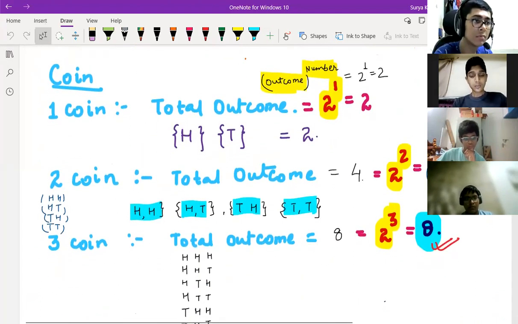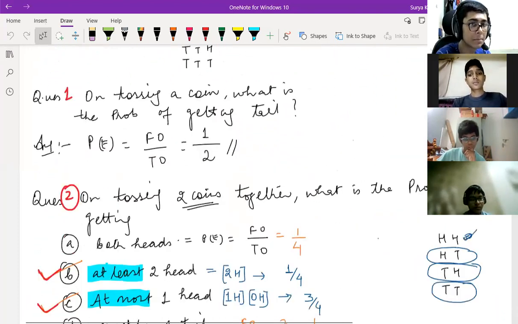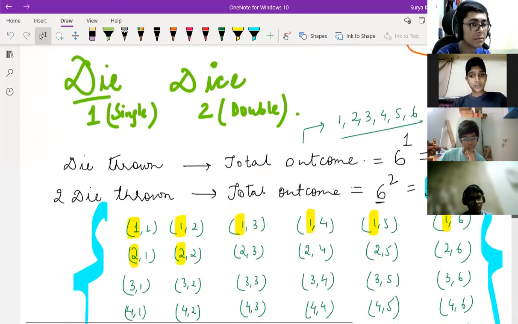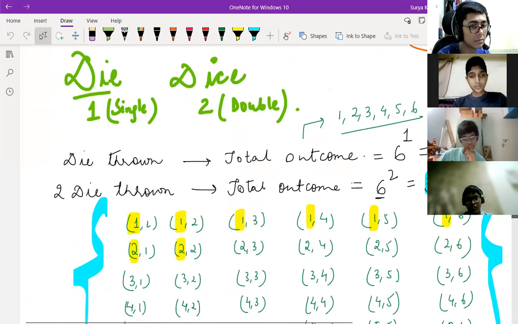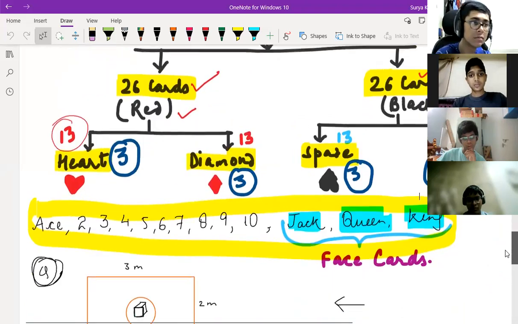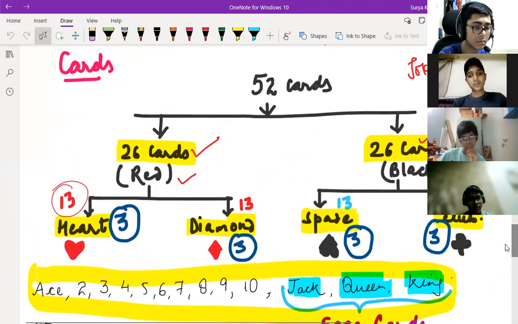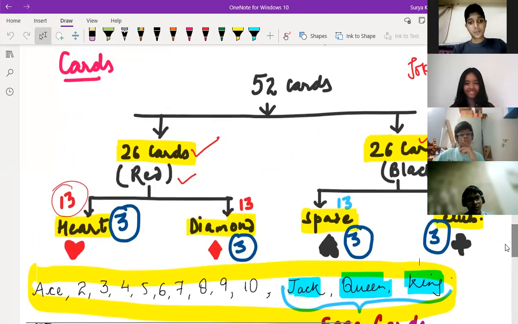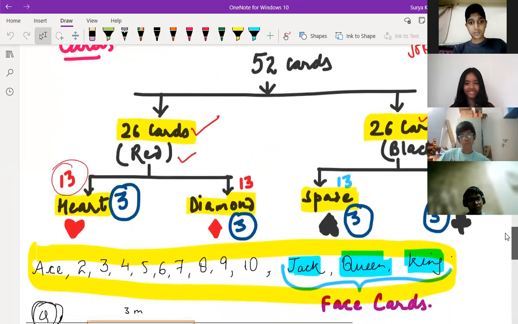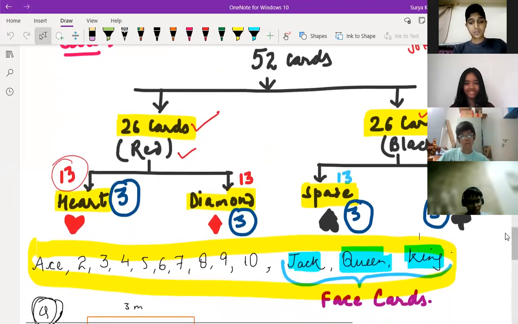Next is the coin part we have read, how to find the outcomes. Then we have read die and dice. Die is singular, dice is plural. Then we have read about cards. There are 26 black cards and 26 red cards. In red cards we have hearts and diamonds. In black cards we have spades and clubs. And which all 13 cards are there?